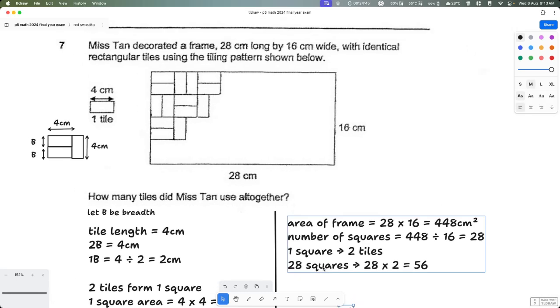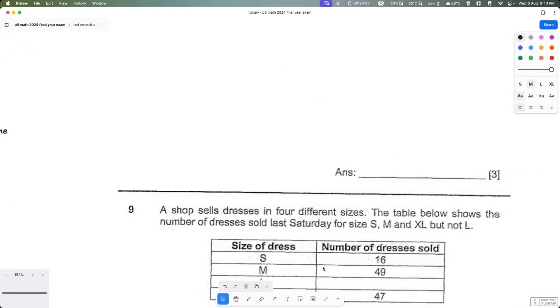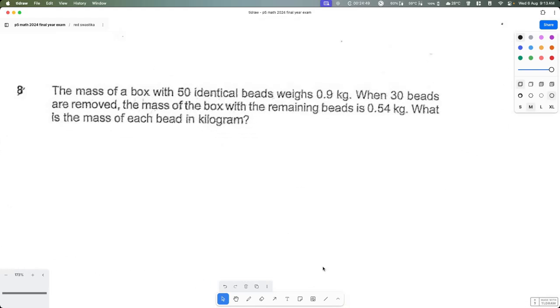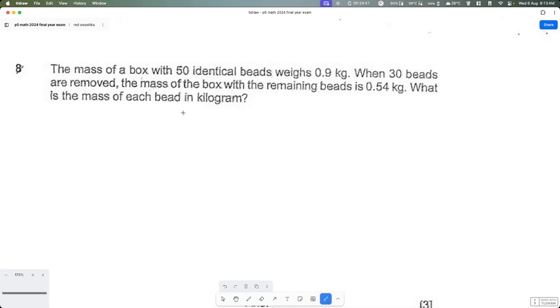All right, let's move on to question number 8. The mass of a box with 50 identical beads weighs 0.9 kilograms. When 30 beads are removed, the mass of the box with the remaining beads is 0.54 kilograms. What is the mass of each bead in kilograms?